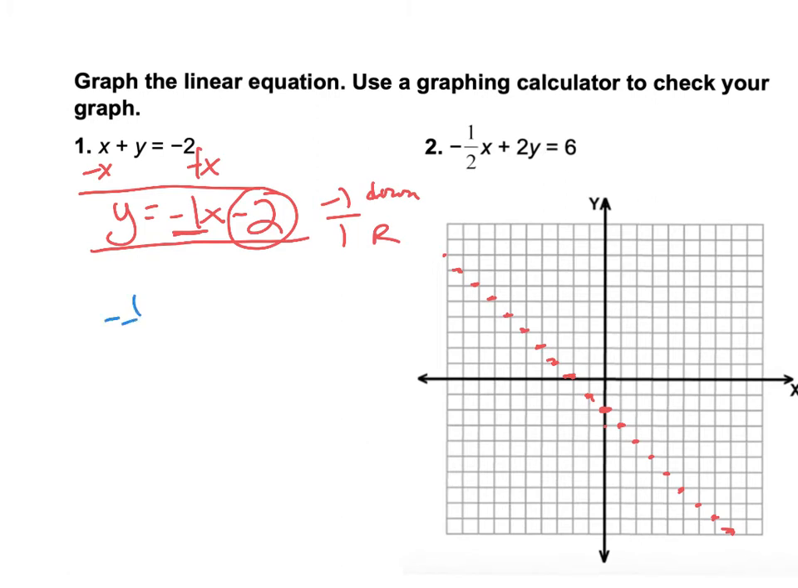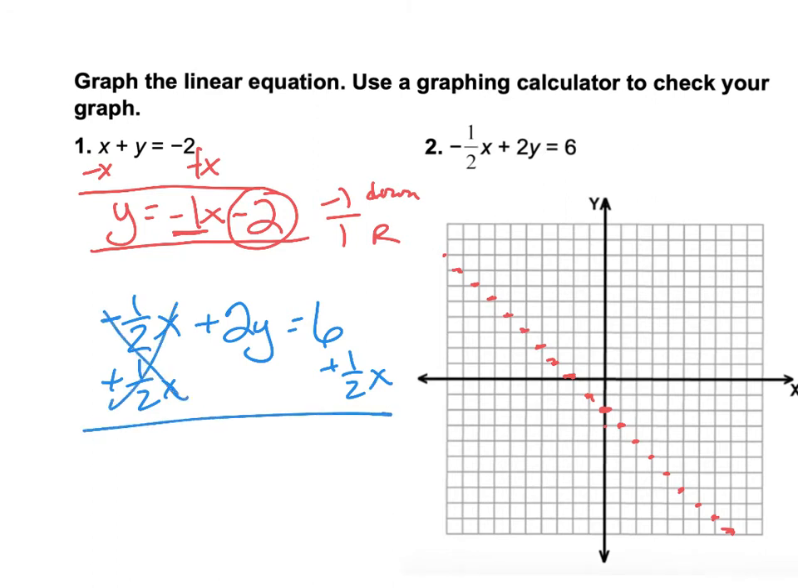Let's try the next one. Negative 1/2 x plus 2y equals 6. It's a negative half x, so I'm going to add a half an x. This cancels out, leaving me with 2y by itself. Mx plus b, 1/2 x, and it's a positive 6. Now, I'm going to divide by 2.